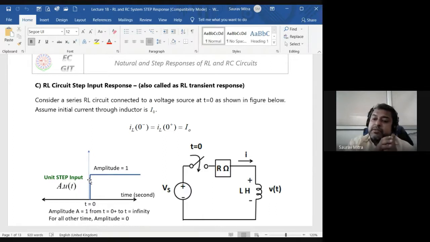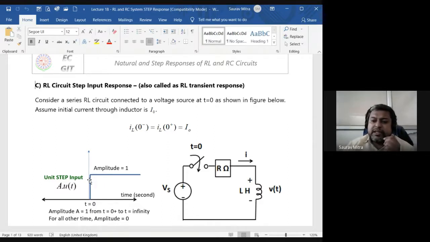Yesterday we had seen the impulse response, where you connect an input to the circuit, then disconnect it, and find that the current falls. In the RL impulse response, the current was falling as a function of L by R. L by R is called the time constant. If the time constant is smaller, the exponential fall will be faster. If the time constant is bigger, it will take quite a lot of time to come to zero. So that was the impulse response.